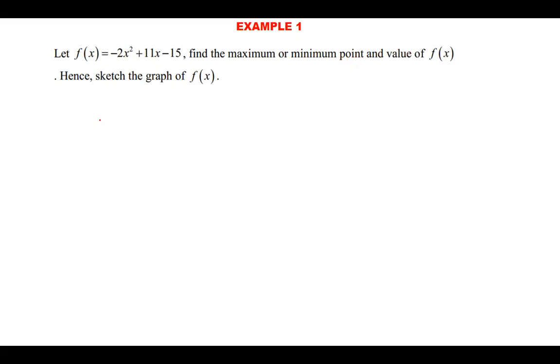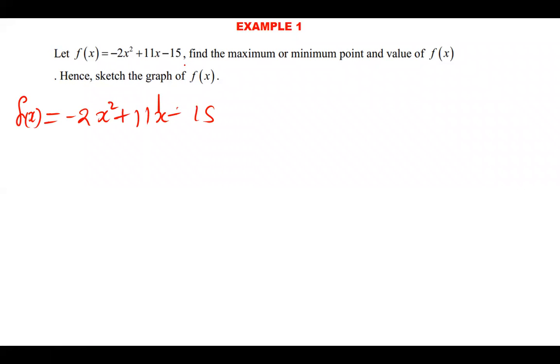So I'll start first by using the completing the square method. The way you complete the square, we learned, and I believe most of us know how to do it. In case you don't know, find time to revise. So we have f of x is equal to negative 2x squared plus 11x minus 15. Now how do we complete the square of this?